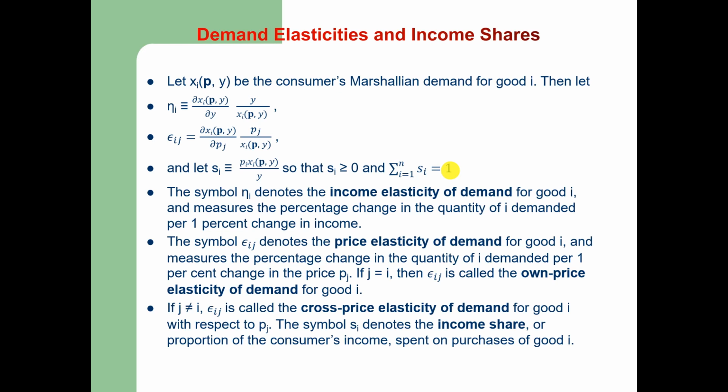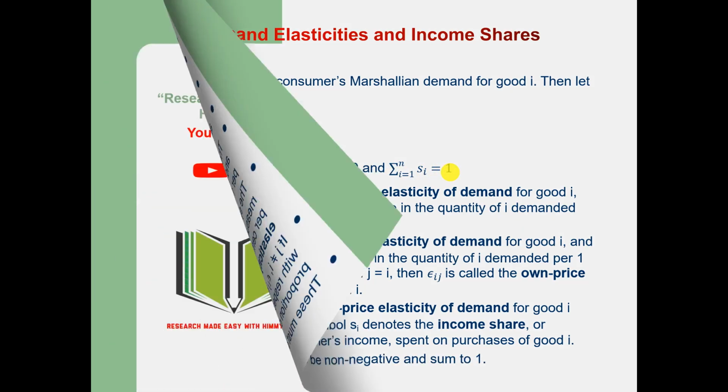And the symbol s_i denotes the income share, or the proportion of the consumer income spent on the purchases of good i. So if we sum up the income share, or the proportion of consumer income spent on various goods, then that sum will be equal to 1. And these must, of course, be non-negative and sum to 1.